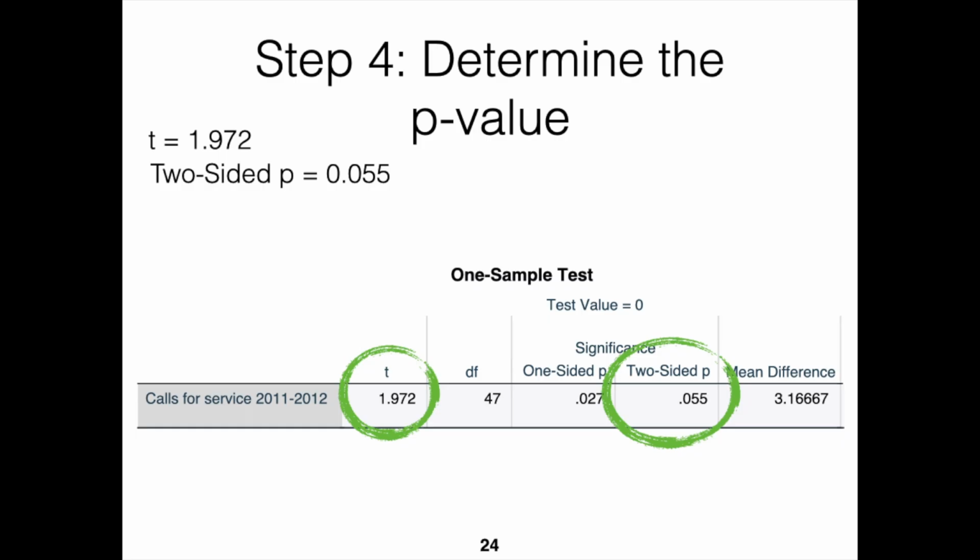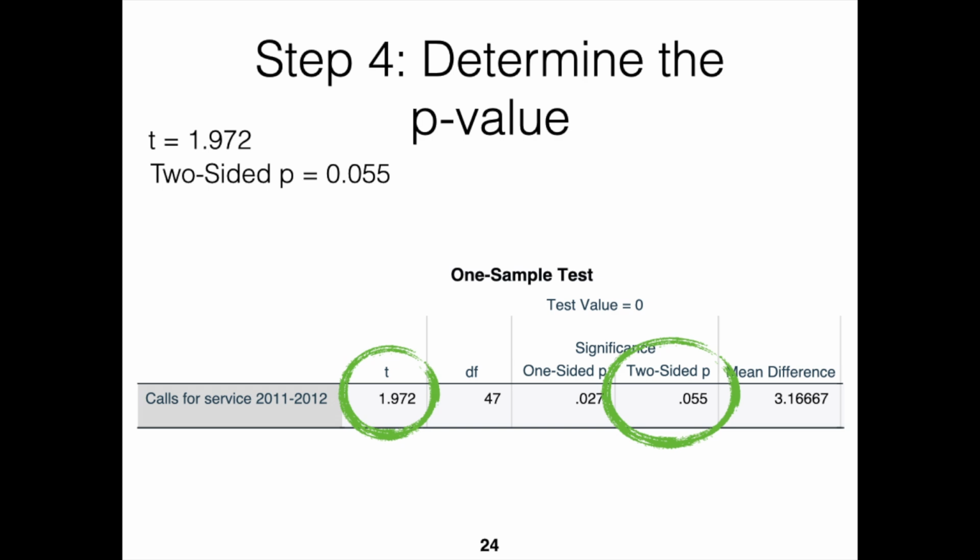So step 4, we determine our p-value, and here we're going to use SPSS. Again, SPSS is going to do most of the heavy lifting for us. It's not going to do everything, but it will get us most of the way there. So you'll take your information, your column of differences, and you'll use the same routine we talked about previously. You'll put that into SPSS, and you'll get a table that looks like this.